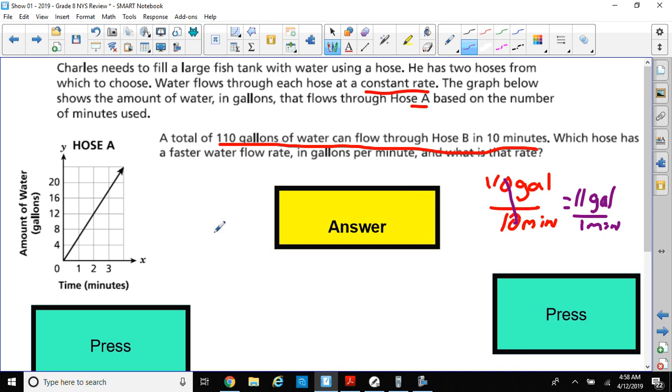Well, let's go over here to hose A. Hose A has a different system going on here. It has a graph, so we have to find our constant rate of change here. So in 1 minute, it looks like between 4 and 8, so I would say about 6, but let me get a point. Here's a point right here, and that's 12, which is the Y value, gallons, and 2 minutes. 12 divided by 2 is 6.